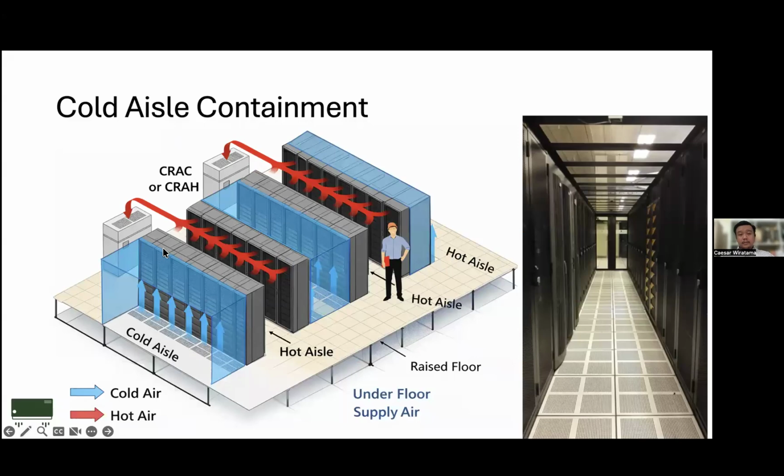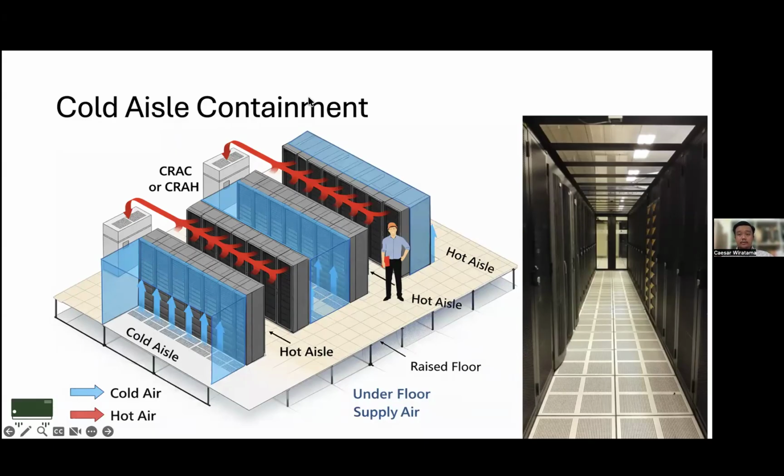This is the first example of containment. So it is the cold aisle. So we basically close or contain the cold aisle here to make sure that the flow of the cold air is not moving upward and recirculating here. Or it prevents the hot air from recirculating from the top of this aisle.